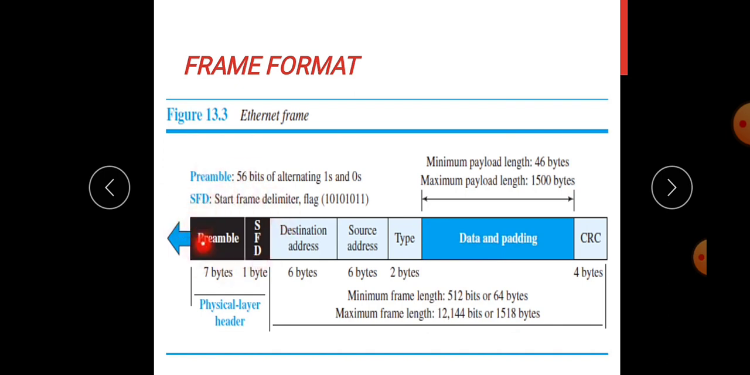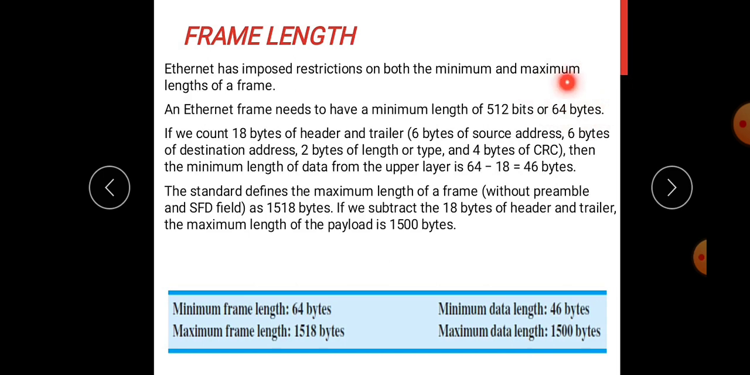And here, the preamble is not considered as part of this because it will be added by the physical layer. Now, considering the minimum length of the data from the upper layer, we need to have a minimum frame length of 64 bytes. Out of 64 bytes, 18 bytes are used for the header and trailer. So when you subtract 64 minus 18, you get 46 bytes of data. So if the upper layer packet is less than 46 bytes, padding is added to make up the difference.